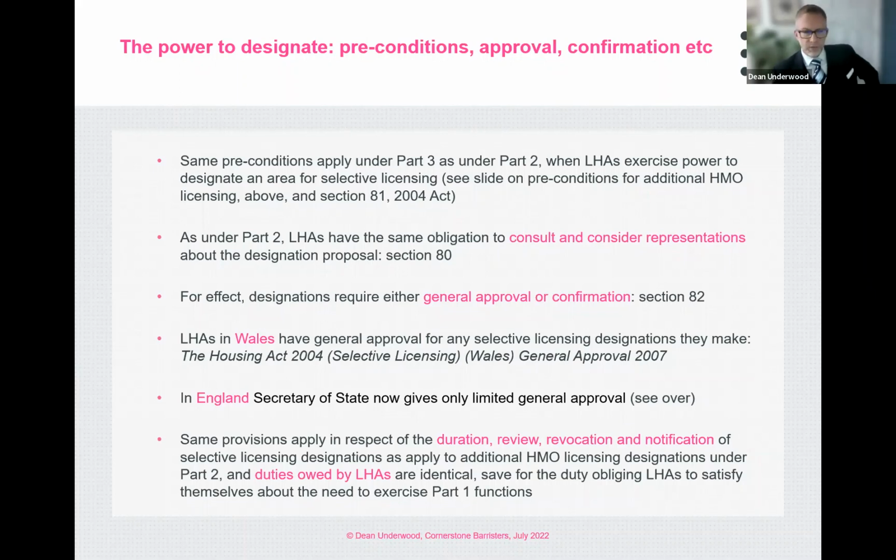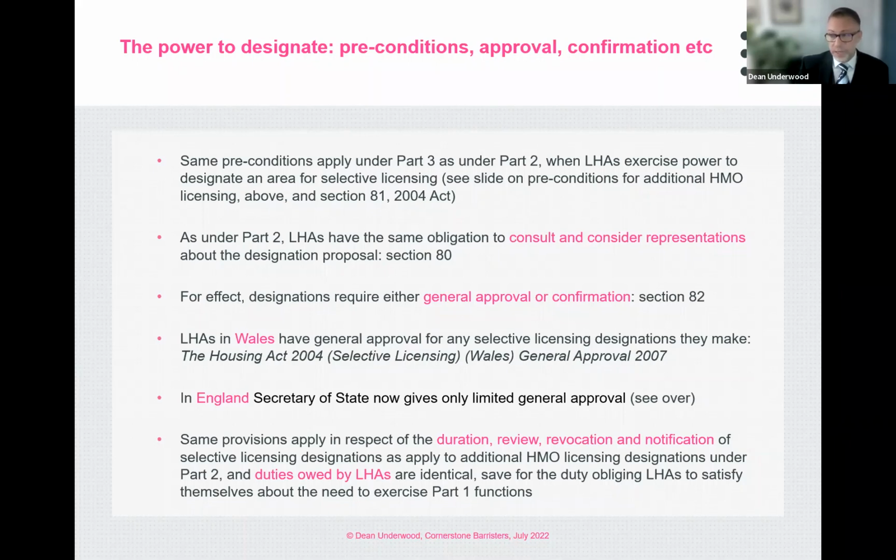Again, for effect, designations require either general approval or confirmation, and that's provided for by Section 82. And as indicated previously, in Wales, confirmation is not required because, in fact, Welsh authorities have general approval for any selective licensing designations they make. As many of you will know, the position in England is more nuanced and more difficult generally, and I'll come on to that on the next slide, because the Secretary of State has, since 2015, given only very limited general approval for selective licensing designations.